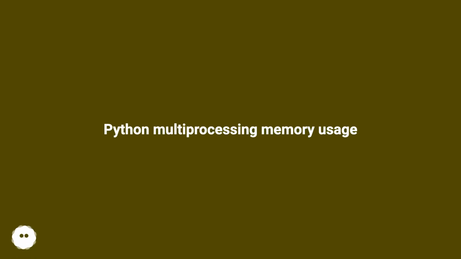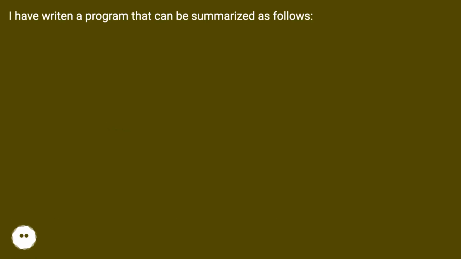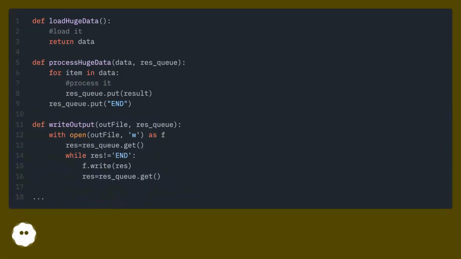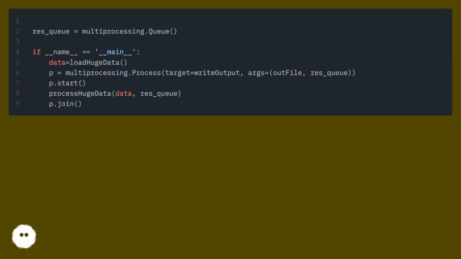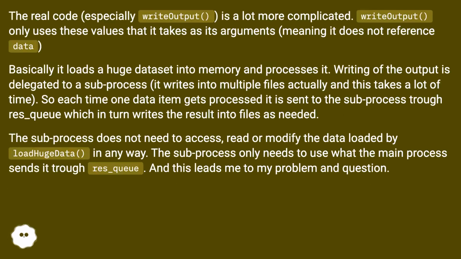Python multiprocessing memory usage. I have written a program that can be summarized as follows. The real code, especially write_output, is a lot more complicated. write_output only uses these values that it takes as its arguments, meaning it does not reference data. Basically, it loads a huge dataset into memory and processes it.